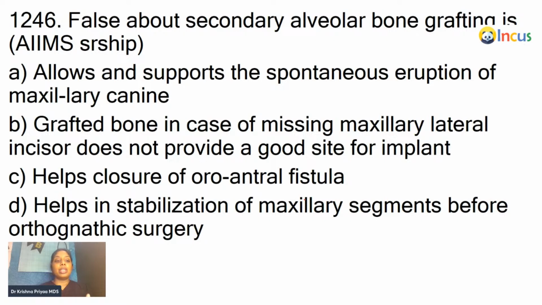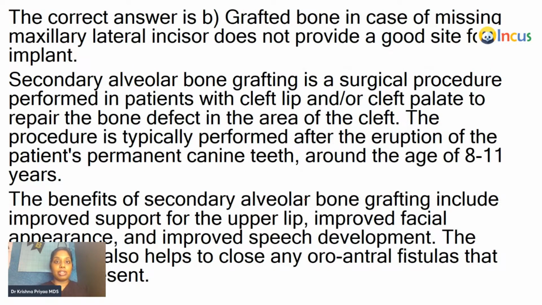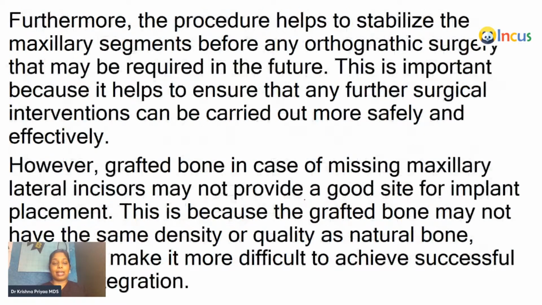So, what is false here? Grafted bone in case of missing maxillary lateral incisor does not provide a good site for the implant. It actually does, because doing the alveolar bone grafting will in turn help in the development of bone so strong that in the later stages we can also put an implant when there is a missing lateral incisor, which is usually the case with respect to cleft lip and palate. So the benefits are actually improved support for the upper lip, improved facial appearance, improved speech development, decrease in the occurrence of oroantral fistula, and it will also help in stabilizing the maxillary arch before any orthodontic surgery, and it also helps to ensure any future surgical interventions can be carried out because of the presence of bone.